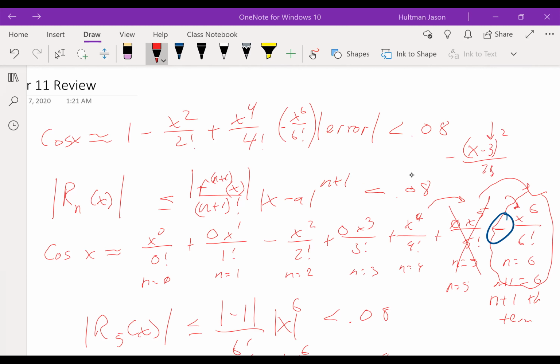Taylor's inequality. It's called Taylor's inequality. Okay, that's what it's called. Taylor's inequality for finding maximum error. Okay. Yeah, exactly. That's a equals 0. Yes, perfect.